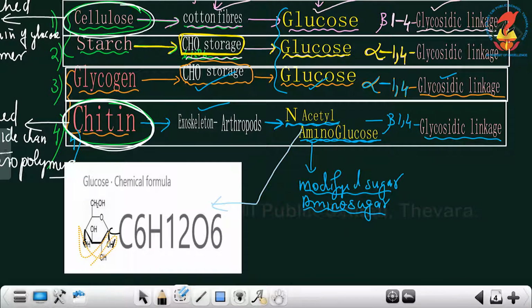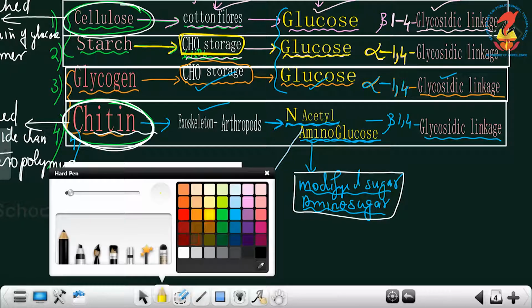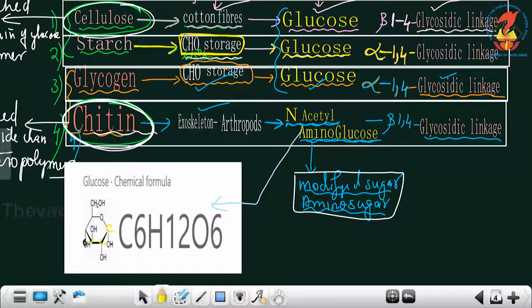But here in this modified glucose, which is found in chitin, this aminoglucose, in the second carbon, see, this is 1, 2, 3, 4, 5 and 6. The second carbon, the hydroxyl, is substituted. I am removing this, I am substituting. This hydroxyl in the second carbon is substituted by an amide group. What is an amide group? It is an acetyl amine group.